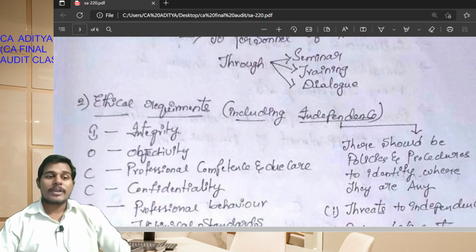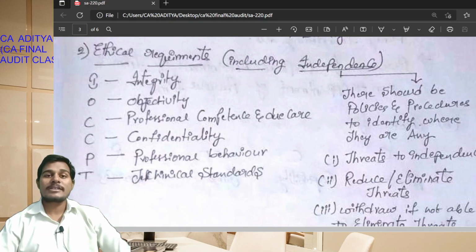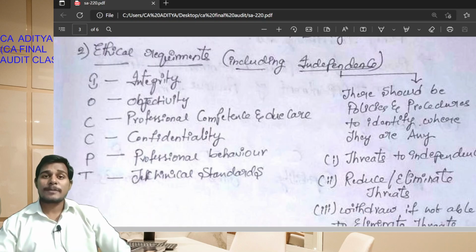Next, ethical requirements including independence. See students, ethical requirements including independence as per the Code of Ethics, CA Act 1949. What is the Code of Ethics? These are the fundamental principles of ethical requirements: integrity, objectivity, professional competence and due care, confidentiality, professional behavior, and technical standards.